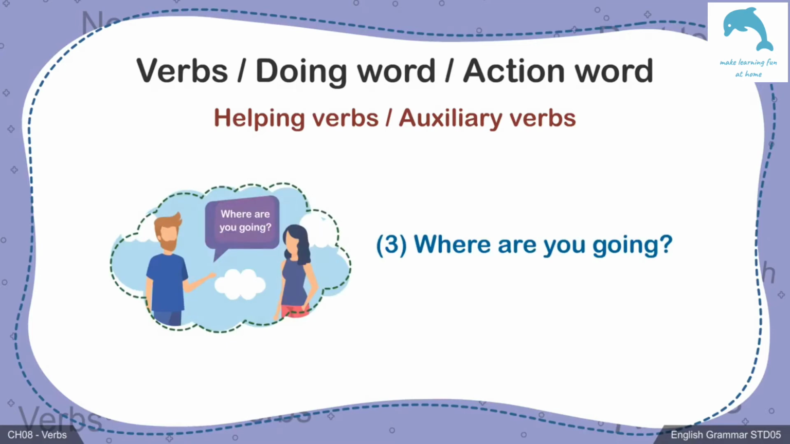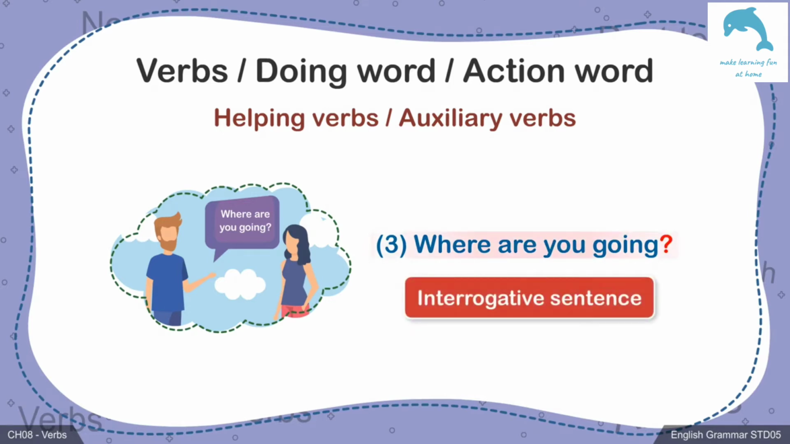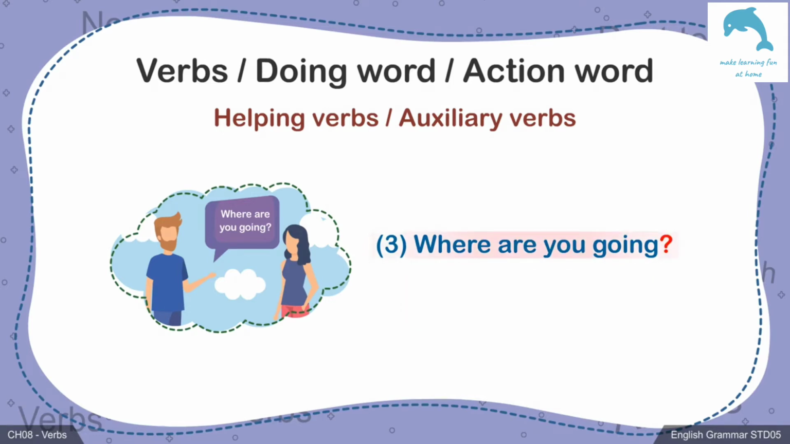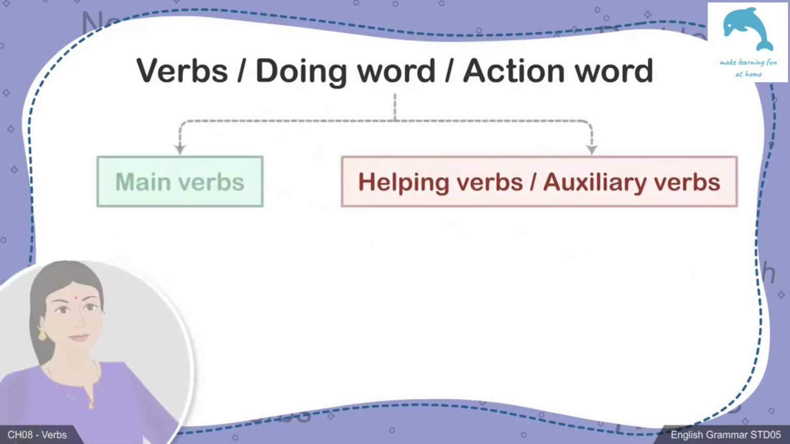3. Where are you going? The third example we have is a question, which is also called an interrogative sentence. As you will be able to spot, the verb in this sentence is are going, where are is the auxiliary or helping verb and going is the main verb.